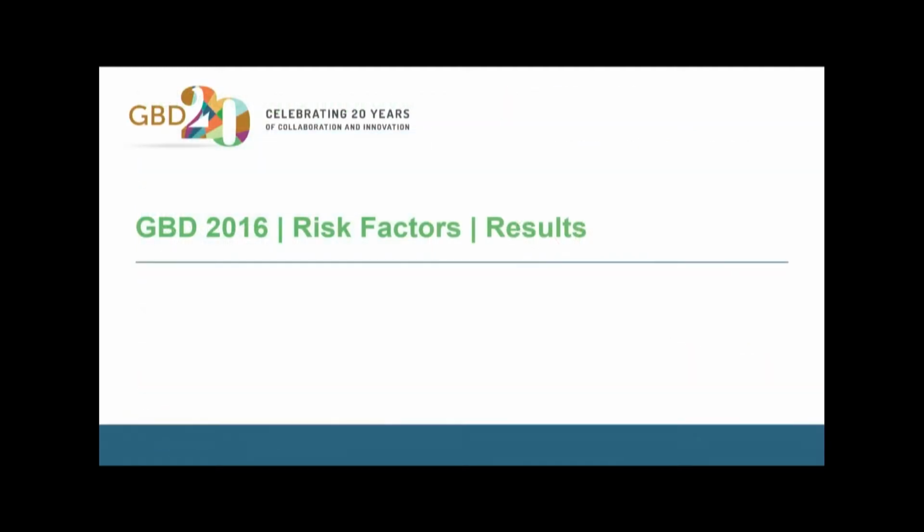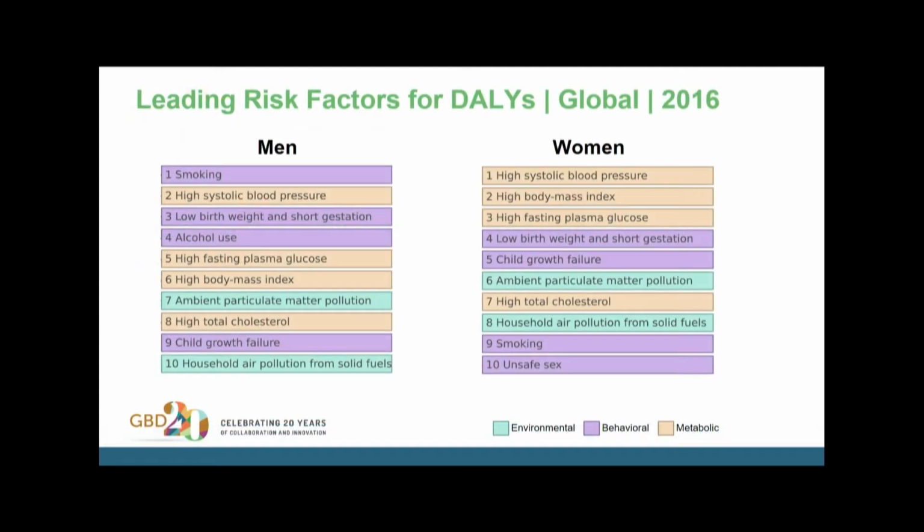Now let's take a look at some of the key findings of the GBD 2016. This slide shows the ranking of the leading risk factors for DALYs at the global level in 2016 for men and women. As you see, the top 10 leading risk factors for DALYs are comparable or relatively similar among men and women, but their rankings are different.